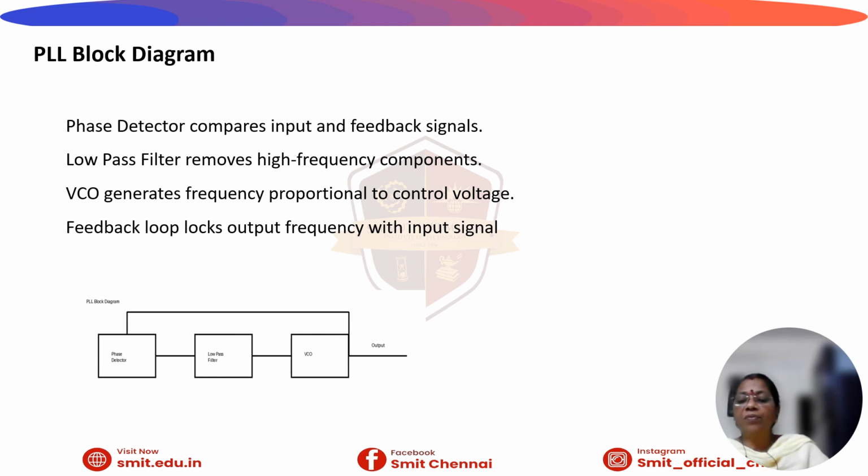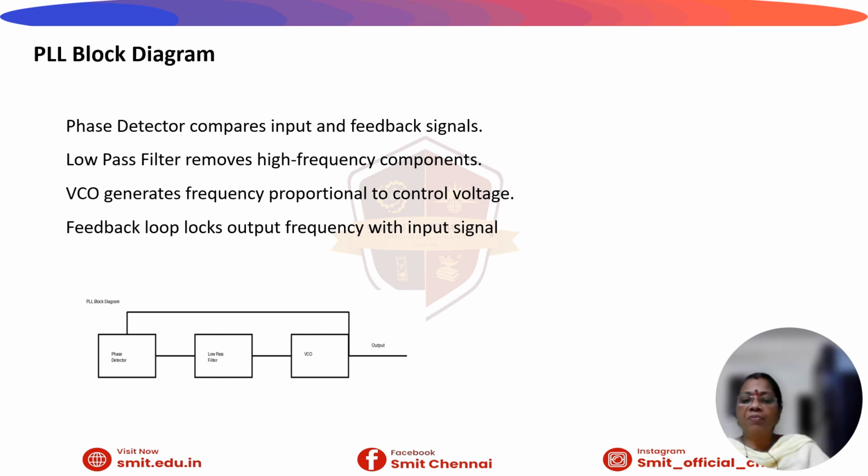PLL consists of a phase detector. It compares the phase and frequency of the input signal with the output of the voltage controlled oscillator. It generates an error voltage that represents the difference between the two. The sum and difference components are passed to the low pass filter. The low pass filter removes the high frequency component and passes only the difference frequency component.